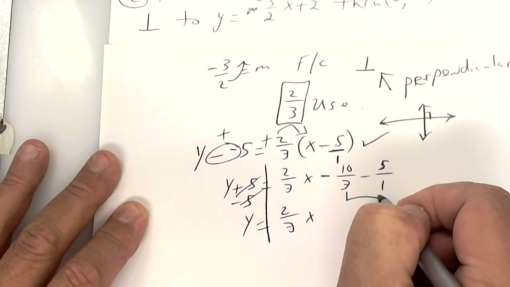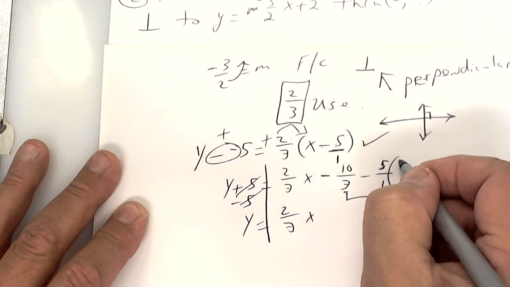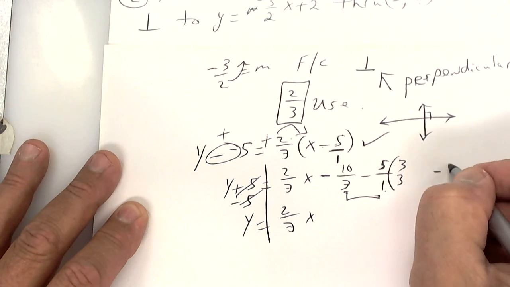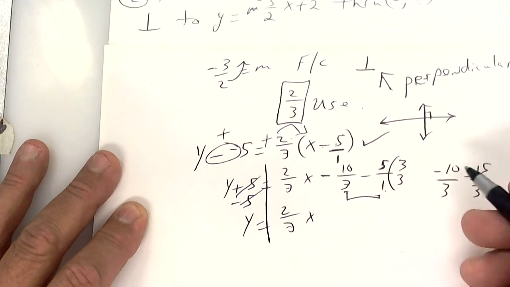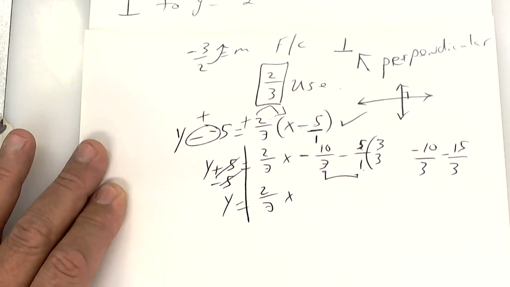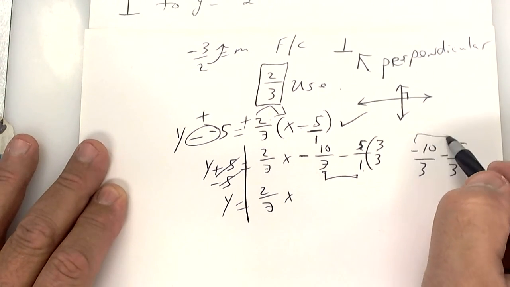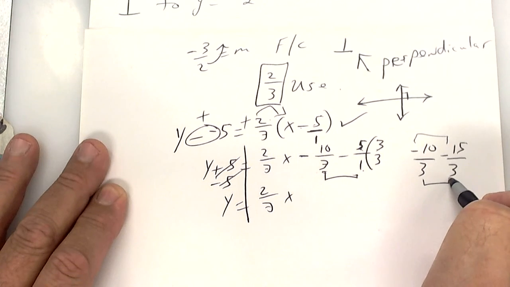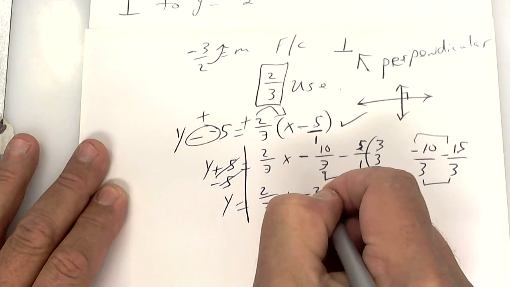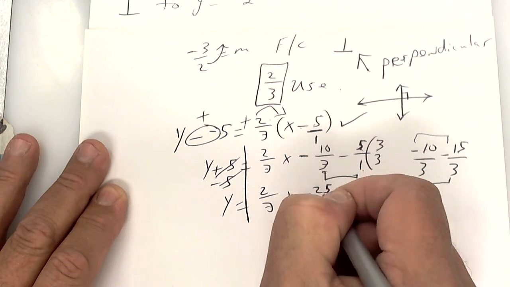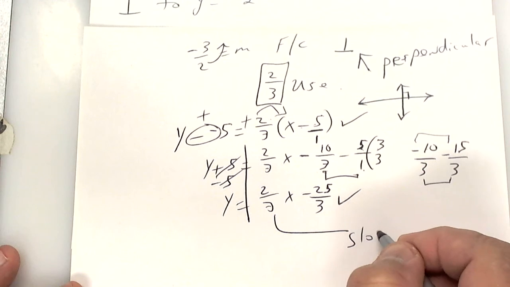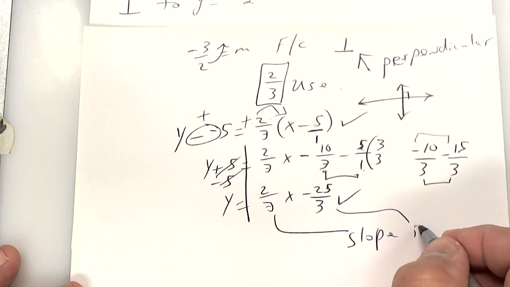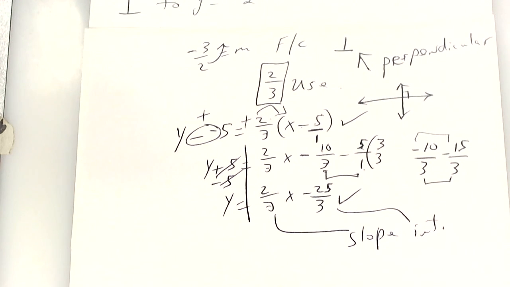This right here, your least common denominator is 3. So you would multiply by 3. So you're going to get negative 10 over 3 minus 15 over 3. 3 times 5. At this point, you have the same sign, so you add. You have the same denominator. So that gives you a negative 25 over 3. And you can leave it like that. That's acceptable. And that's called slope-intercept. Write that down. Slope-intercept form. Okay, you need to know that.